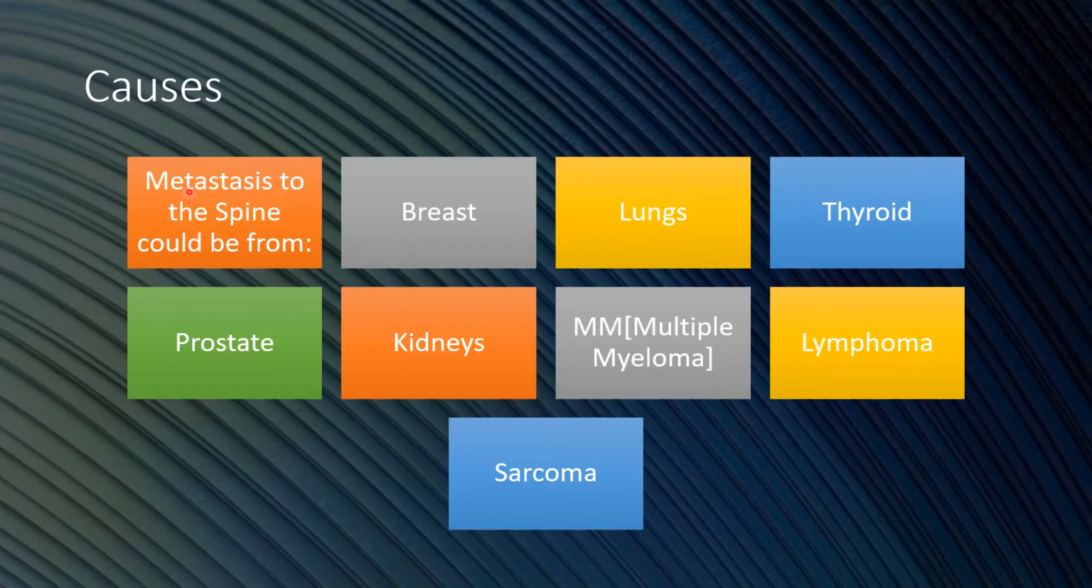There could be secondary metastasis to the spine, and that could be from primary cancer in the breast, lungs, thyroid, prostate, kidneys, or multiple myeloma, lymphoma, or from sarcoma.